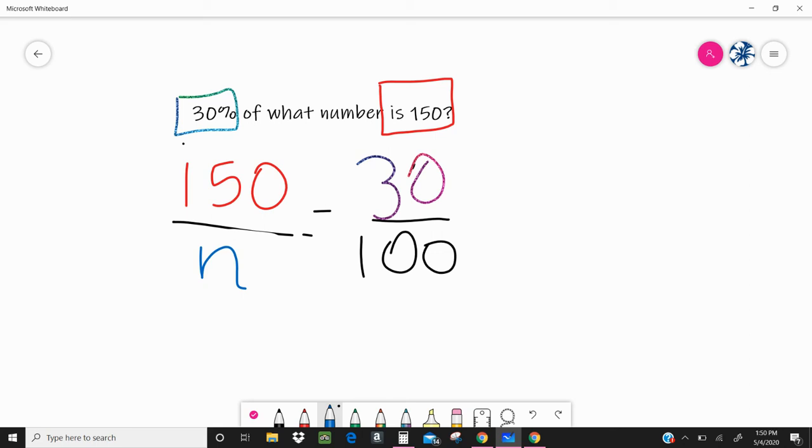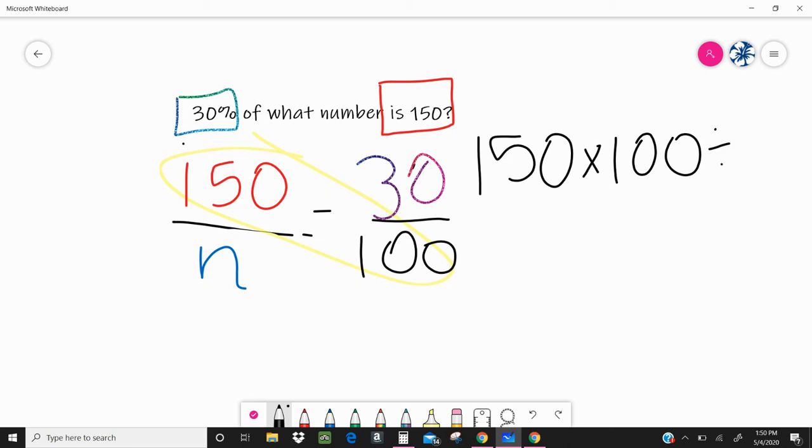All right, so in this one, again, we could use some mental math or we could use our cross multiplication. Let's go ahead and use our cross multiplication. So which two numbers am I going to multiply? The ones that are diagonal, which are 150 and 100. So if I do 150 times 100 divided by 30, I am going to get 500. So 500 is my answer.